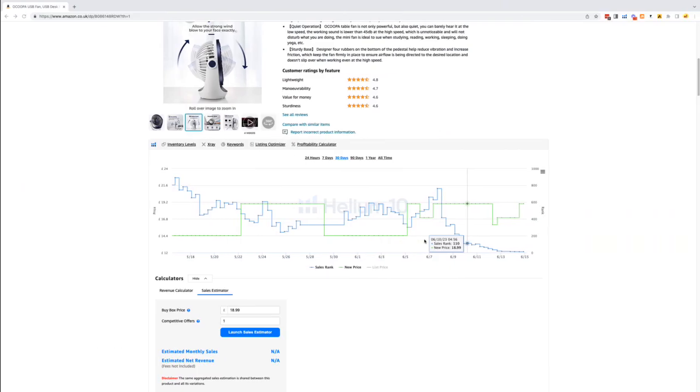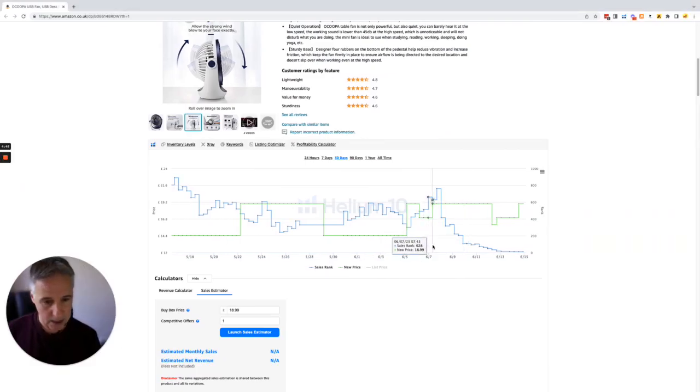If we look at 25th of May, it's around about there somewhere. You can see their sales rank went down when they did the promotion, which was about there sometime. So you can see that it had a little bit of effect on rank. They've been playing around with things.